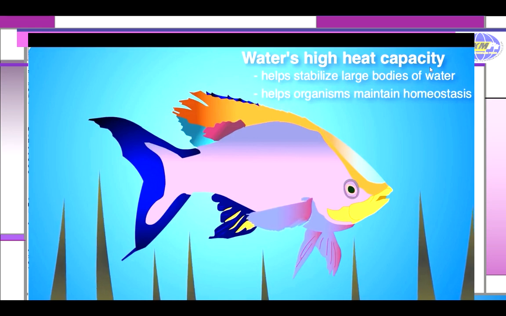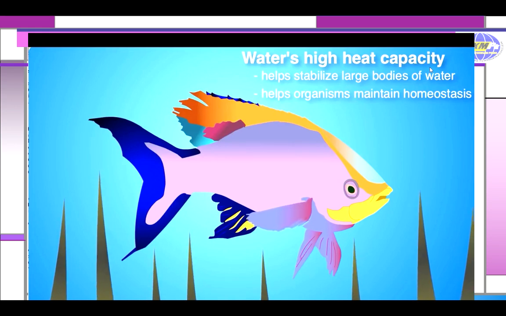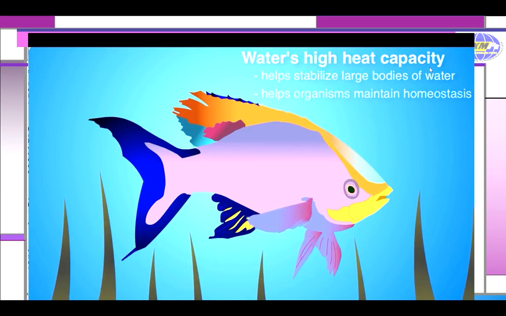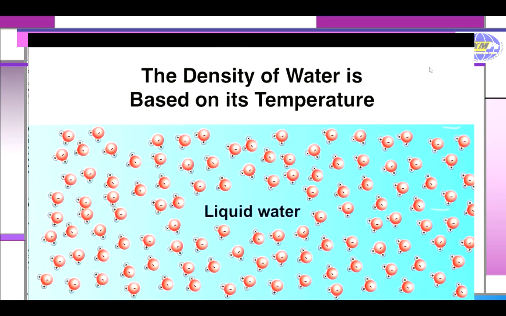Since life is based on water, and the temperature of water rises and falls slowly, living organisms are better able to maintain their normal internal temperatures and are protected from rapid temperature changes. And finally, the density of water is based on its temperature.